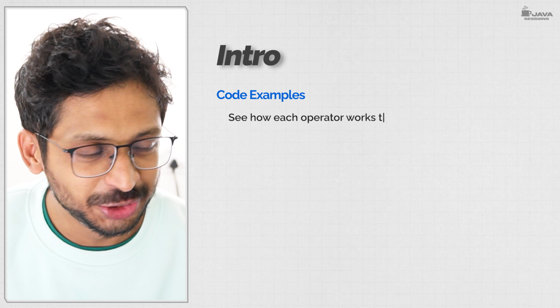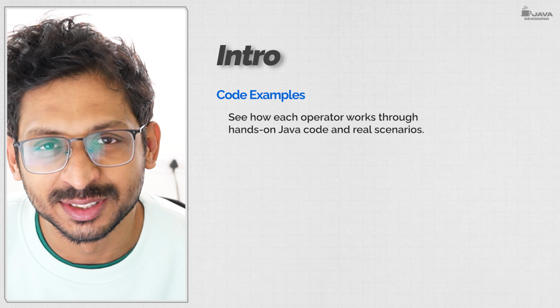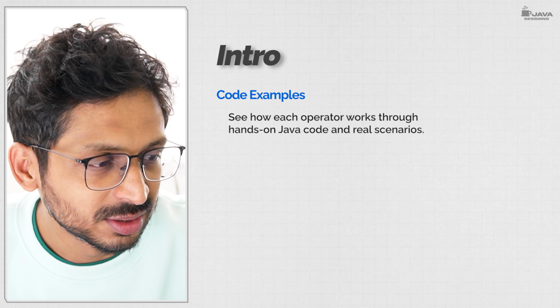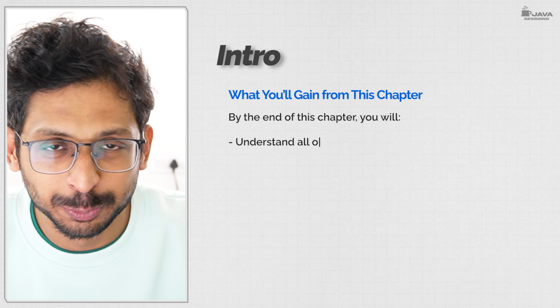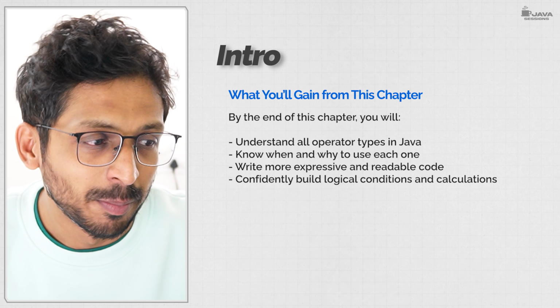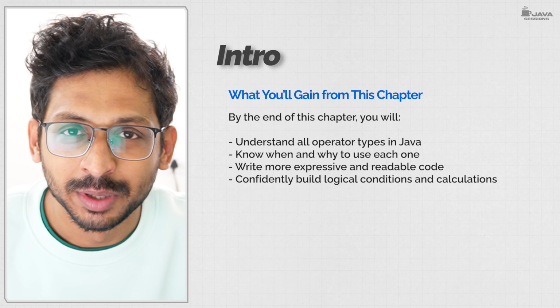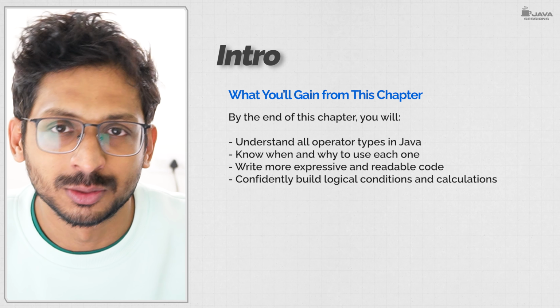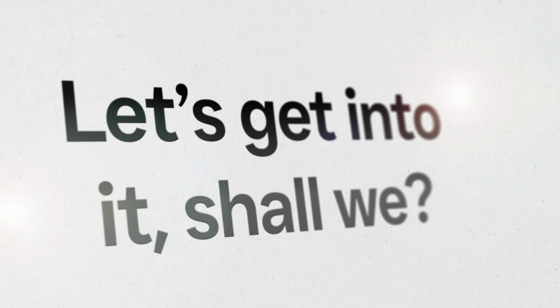We'll discuss each of these operator types with simple examples to understand how they work in real-world use cases. By the end of this chapter, we should be able to use operators comfortably in our Java code, combining them to build logic, make decisions, perform calculations, and even optimize our code. Let's get into it, shall we?